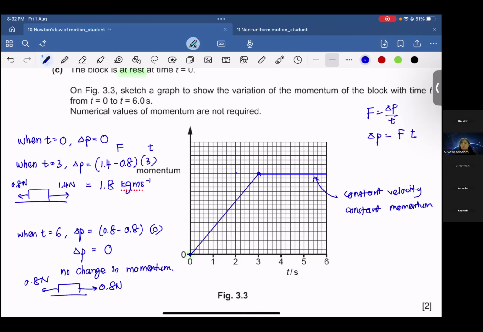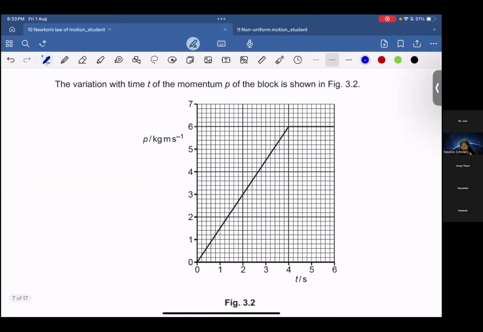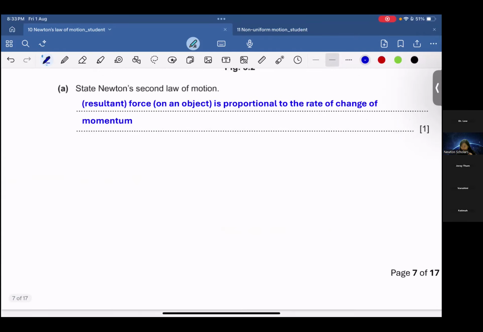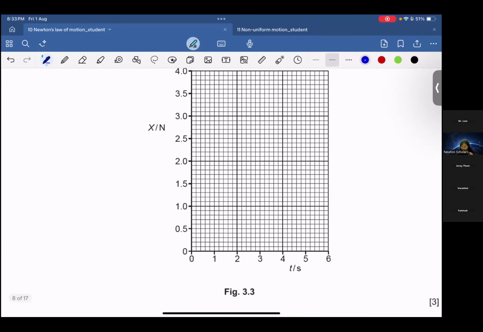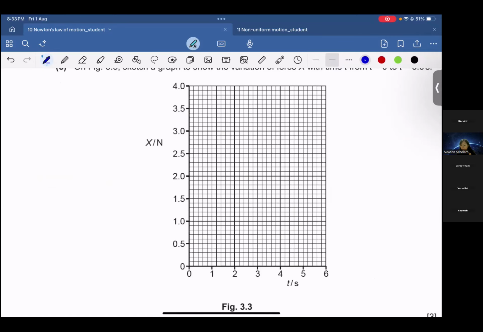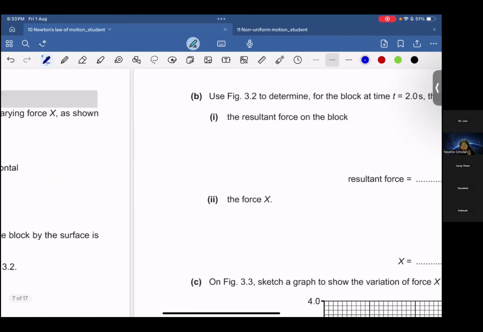No, thank you. Okay, so boys and girls, we go to the next question, page number 7. Page number 7 is the opposite of question number 5. Just now we gave you the force, then we wanted you to find the momentum. Next question, they give you the momentum, but later on they want you to sketch the force. But the idea is the same. So we go to your page number 7.